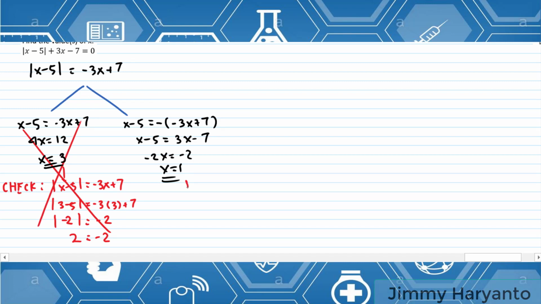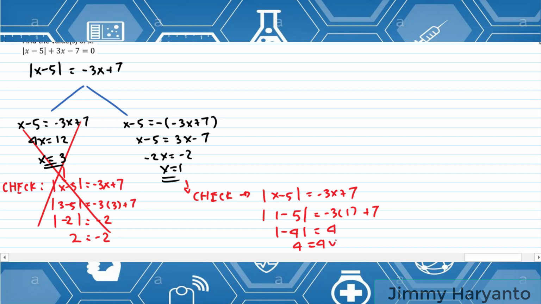How about the other one? We have to check it. x minus 5 equals negative 3x plus 7, so it will be 1 minus 5 equals negative 3 times 1 plus 7. Absolute value of negative 4 equals 4. 4 equals 4. Yes, it's the same. So this is the solution. Okay, the only one solution.